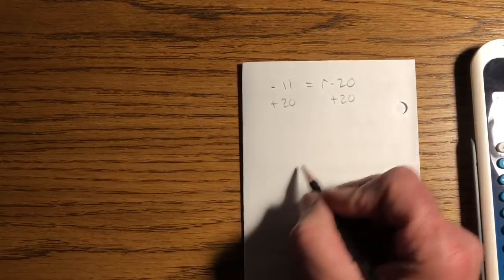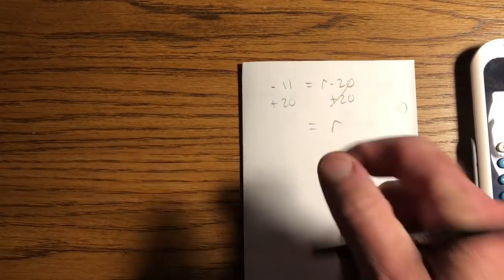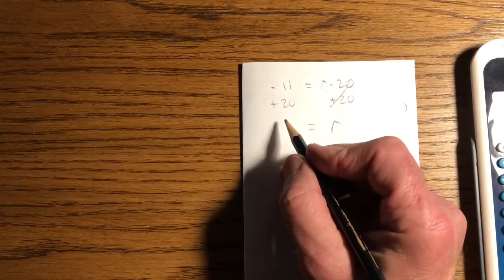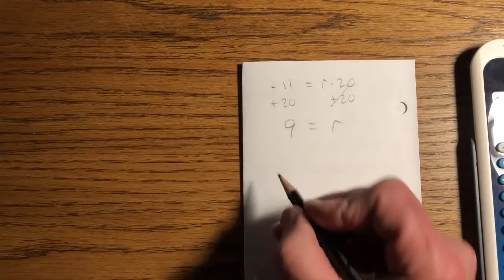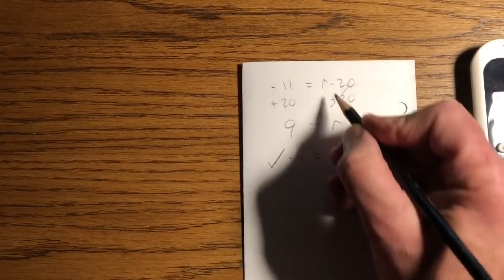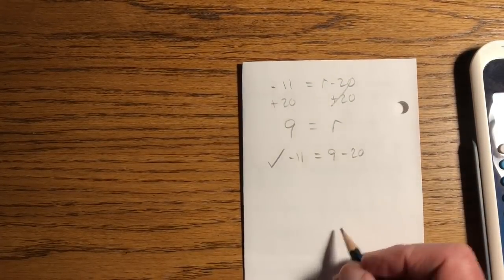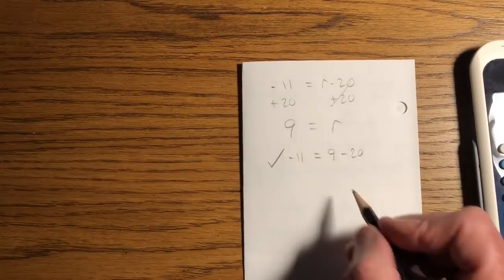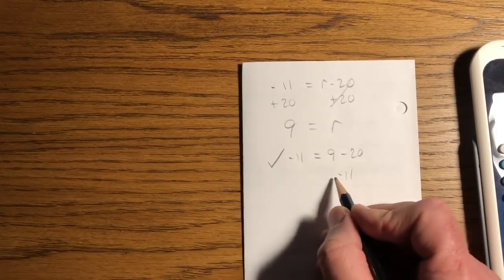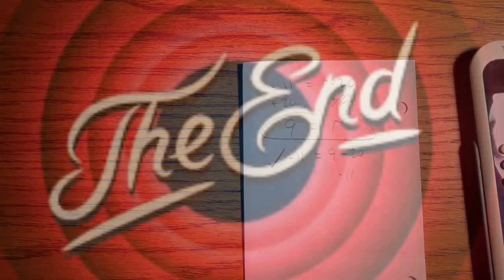It's subtracted by 20, so we're going to need to use the inverse operation of adding 20. Add 20 to both sides. When you add it to the left side, you end up with a positive 9. On the right side, you get R by itself. Then you do your check step by substituting in the 9 where the R is in the original equation. And then 9 minus 20 is negative 11, which balances both sides. So the solution is 9 equals R.